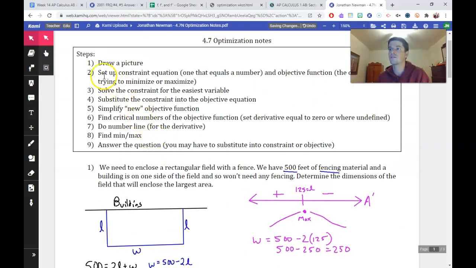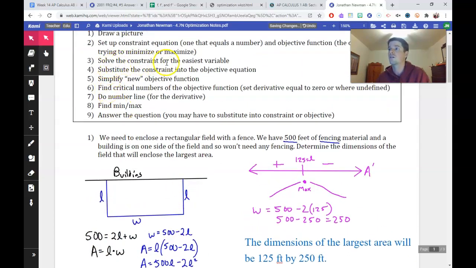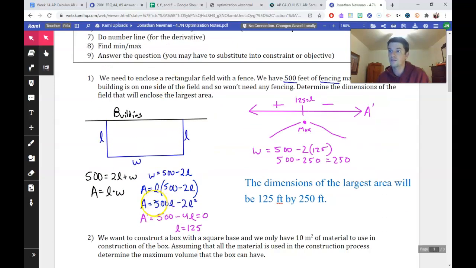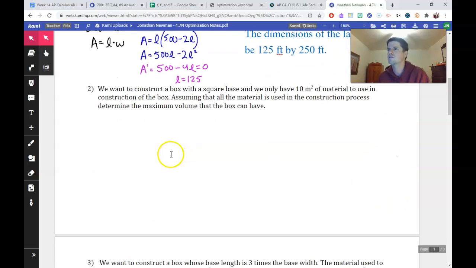Hopefully you saw that we really followed all these steps. The constraint equation and the objective function, those are these two equations here, the 500 equals and the area equals. We solved for the easiest variable. We substituted in. We simplified it so that taking the derivative was a little easier. We found the critical numbers, and we did a number line for the derivative. We found the max or min and we answered the question. Okay? So let's do this for another one.